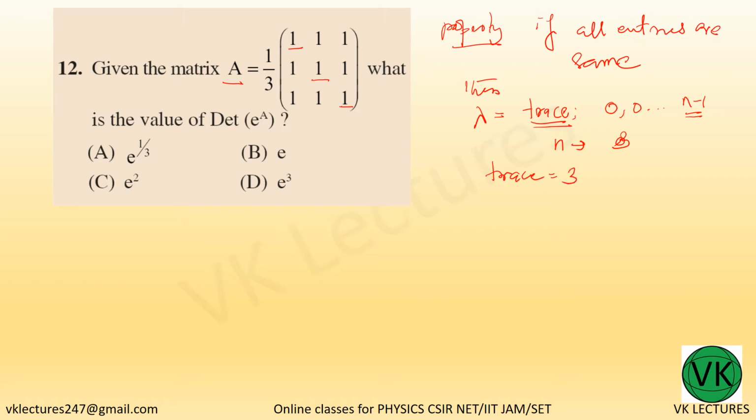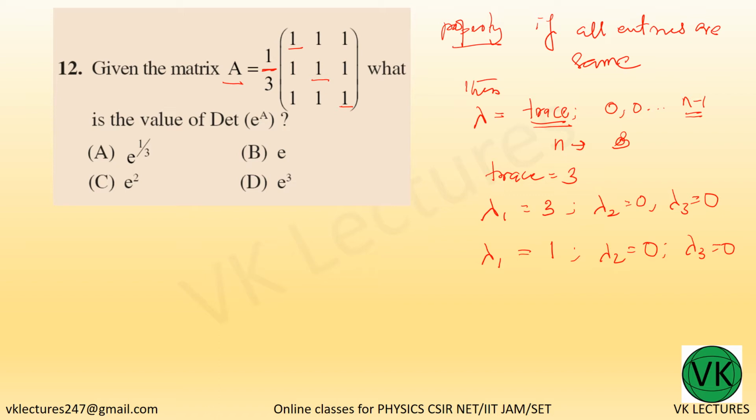Okay, so what are the eigenvalues? Lambda 1 equal to 3, lambda 2 equal to 0, lambda 3 equal to 0. But look at the matrix A. You have to divide it by 1 by 3. Now when you divide a matrix by 1 by 3, its eigenvalue will get reduced by 3. So lambda 1 is equal to 3 by 3, that is 1. Lambda 2 is 0 again. Lambda 3 equal to 0.